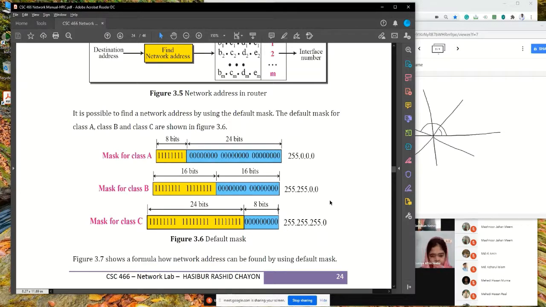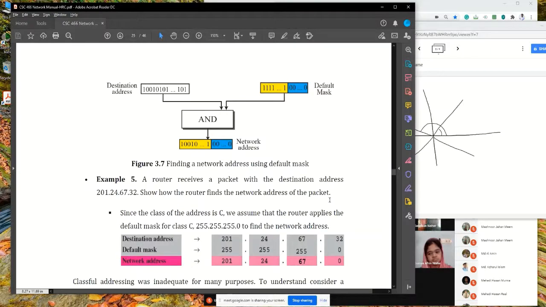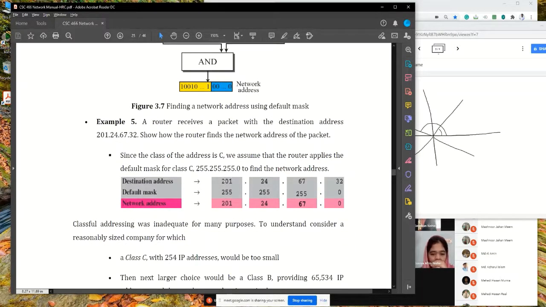You may ask why we need to find a mask. What is the responsibility of a mask? There are many responsibilities, but the main one is to find out the network address of an IP address. Sometimes it is difficult to find the network address of an IP address, but if you know the default mask, it is very easy to find it. It is easy to say, okay, this is class C, so obviously the first three portions will be the network address.